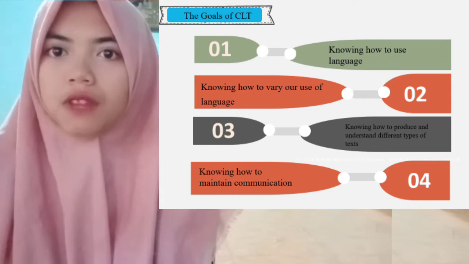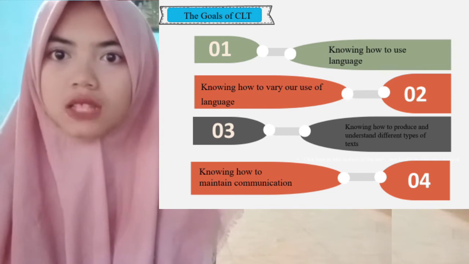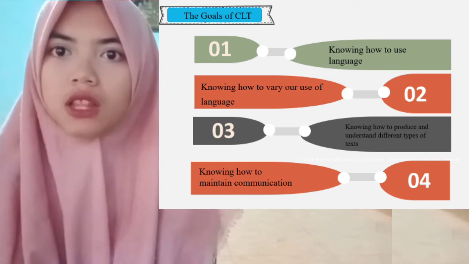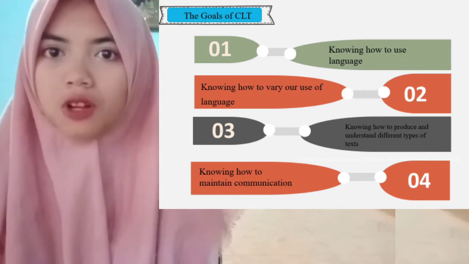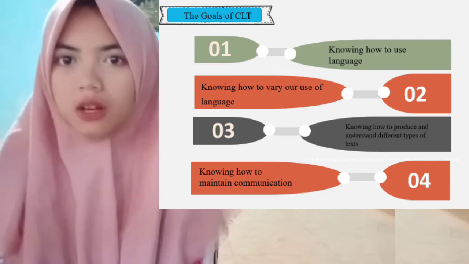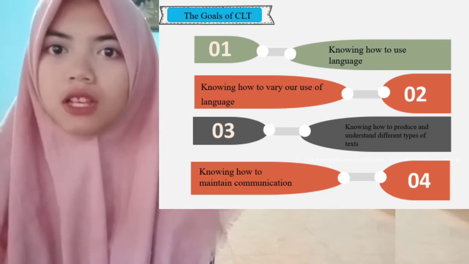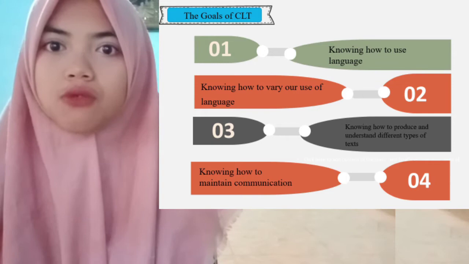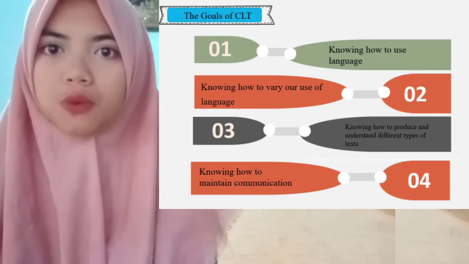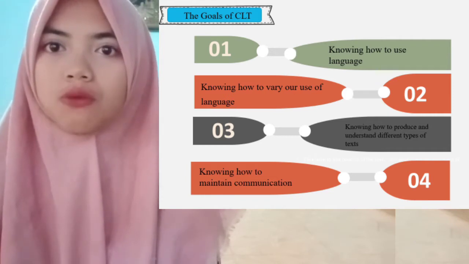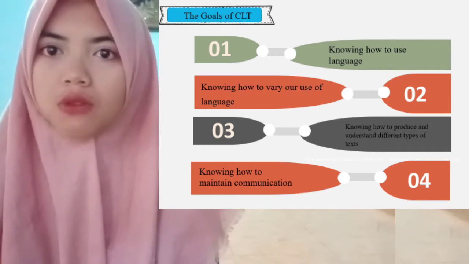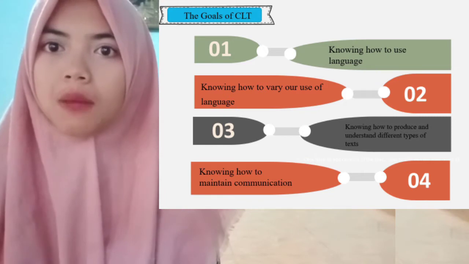The goals of language teaching. Communicative language teaching sets as its goals the teaching of communicative competence. It includes the following aspects of language knowledge. First, knowing how to use language for a range of different purposes and functions. Second, knowing how to vary our use of language according to the setting and the participants.